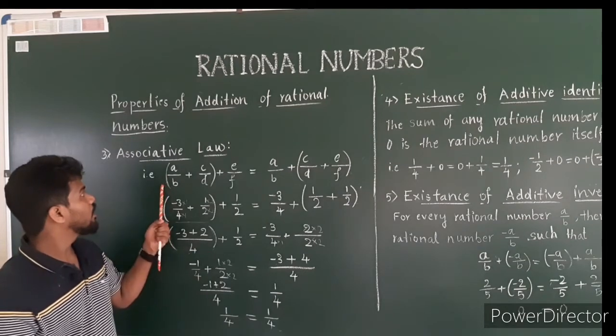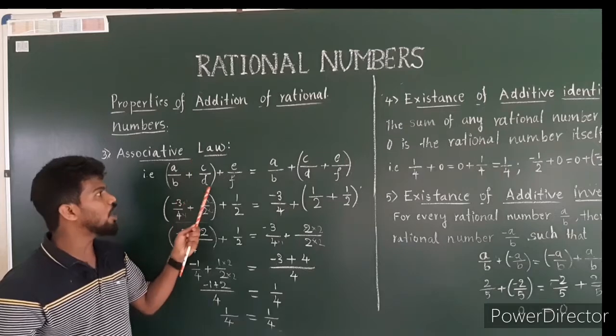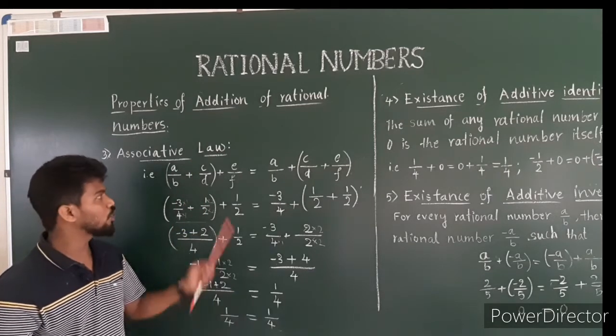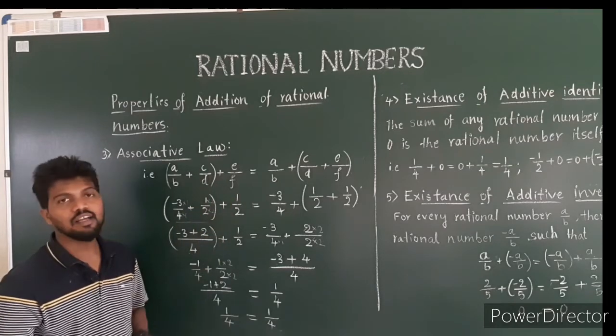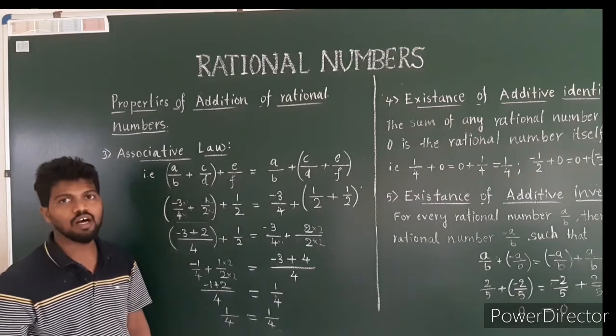So that shows that two or more rational numbers you group in any order, that is equal. That is always equal. So you can make any groups in that. So that is always equal. So that shows the associative law.